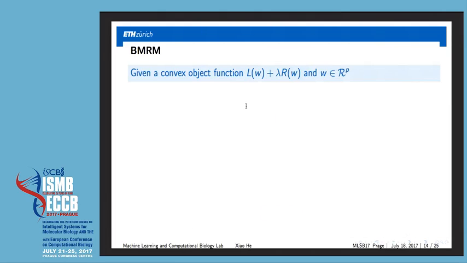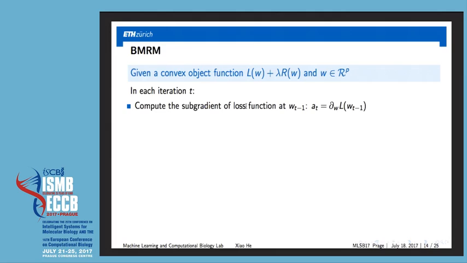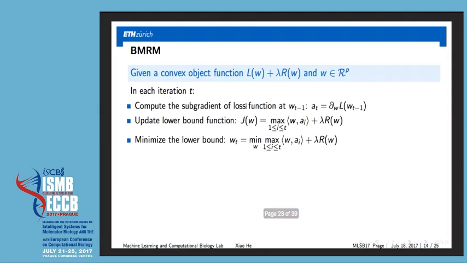To illustrate BMRM, given the convex loss function, the convex regularization function, and W, a vector, for each iteration we compute the gradient of the loss function, and then update the lower bound function, G of W, which is the maximization of the linearization of the dot product. And then we minimize this linear bound. So this is a minimization problem involving a sub-maximization problem, which is difficult to solve.